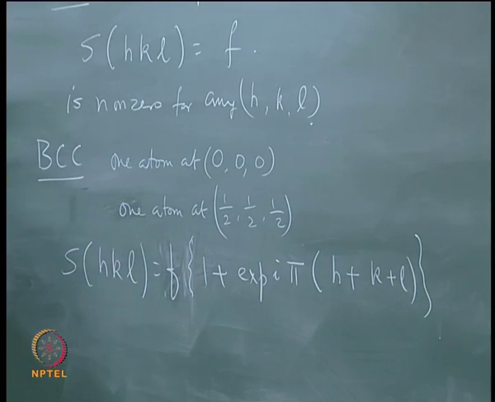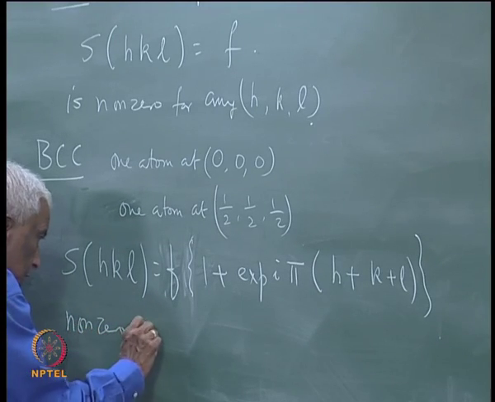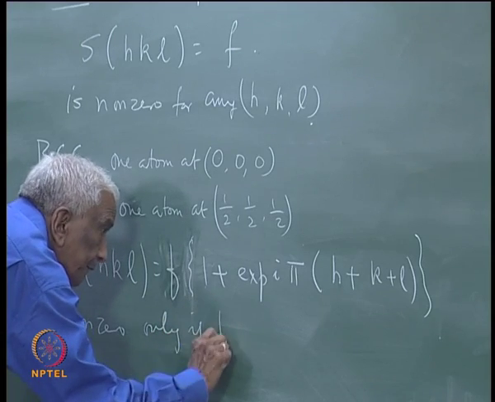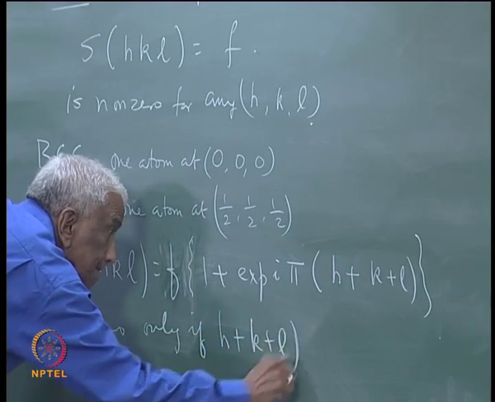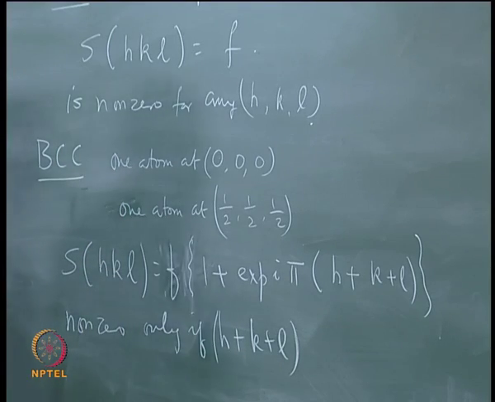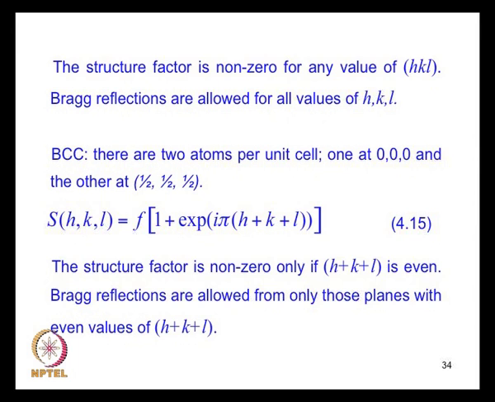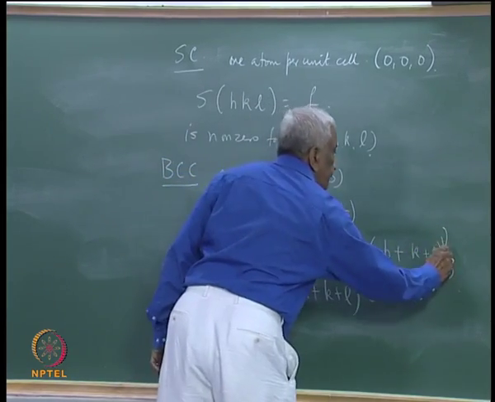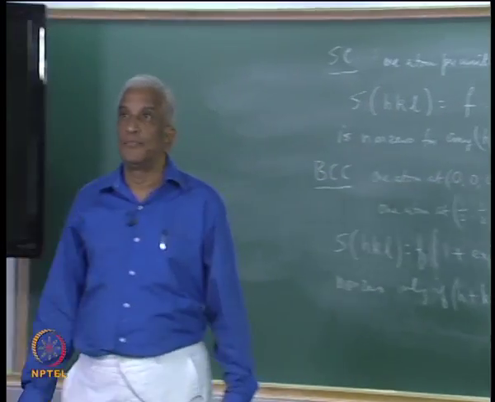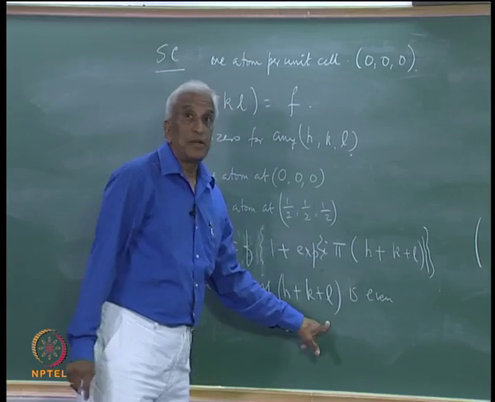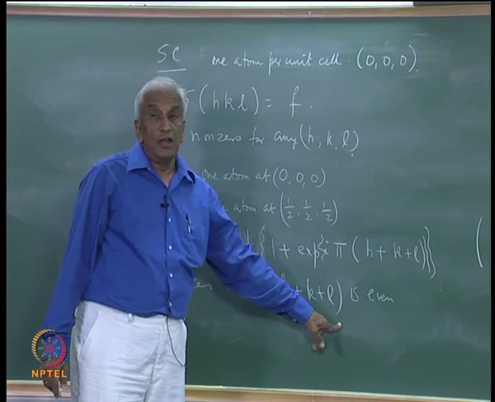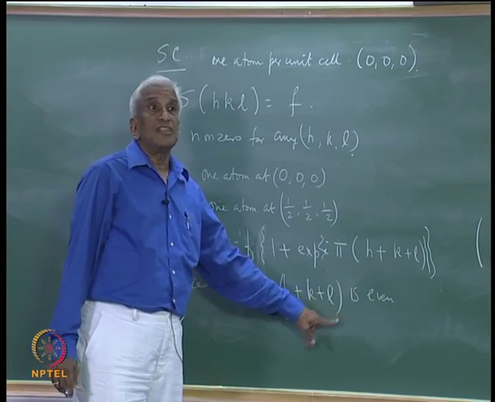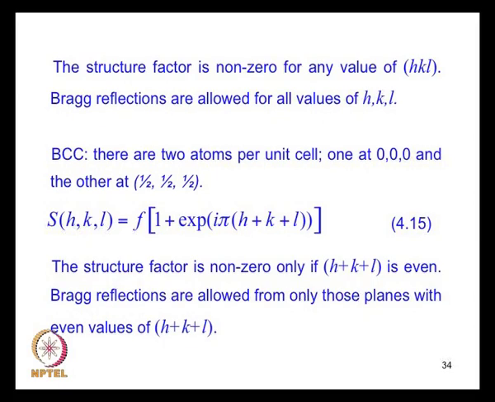So, that will be the scattering amplitude. This will be non-zero only if H plus K plus L is even. Only when this is an even number does this lead to exponential i pi times 2 or 4, otherwise it becomes 0. So, only even values of H plus K plus L, the sum of H, K, L, should be an even number. That is the extinction rule for a body centered cubic lattice.